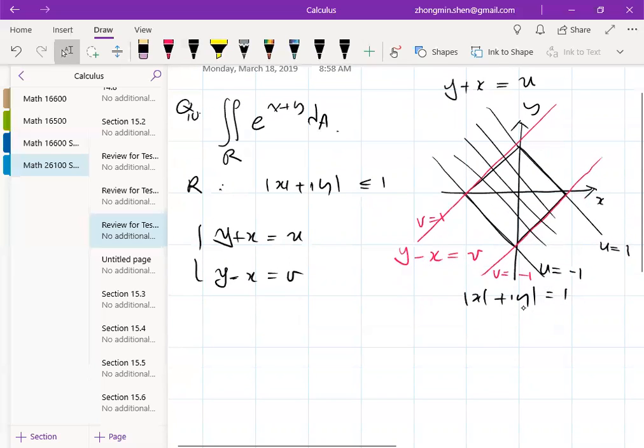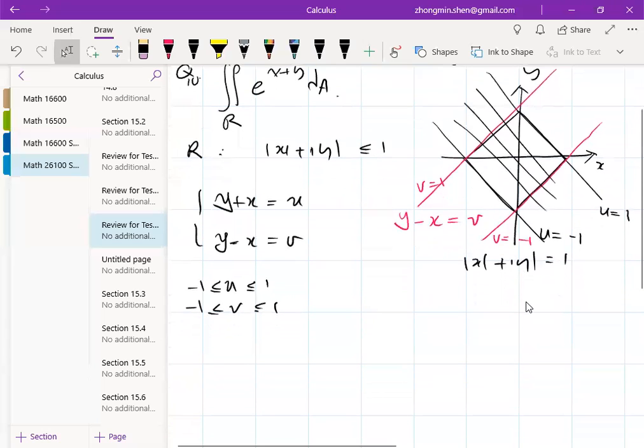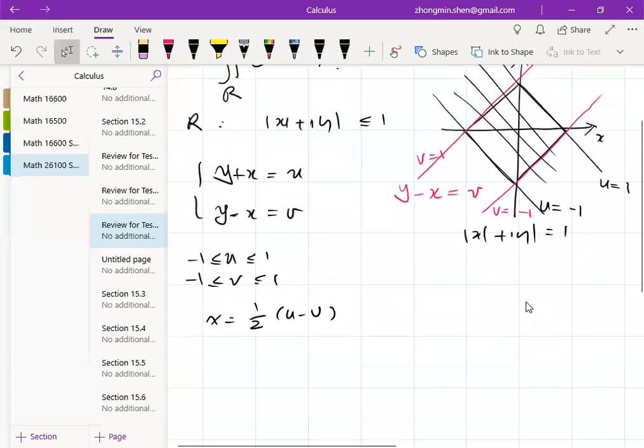So clearly, here u is between -1 and +1. v is also between -1 and +1, okay? And when u and v change, you get all the points inside this region. Then from here, you subtract the two equations. Equation 1 minus equation 2, you get 2x on the left-hand side, and u minus v on the right-hand side, so x equals half of u minus v. And y, you add them together, okay? It's like solving for the inverse function.